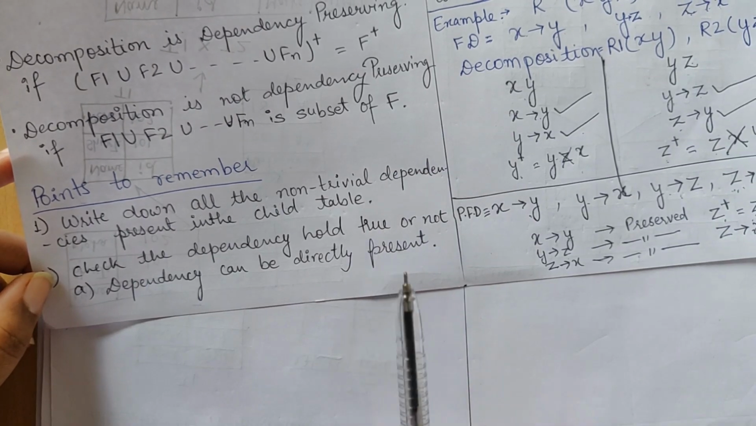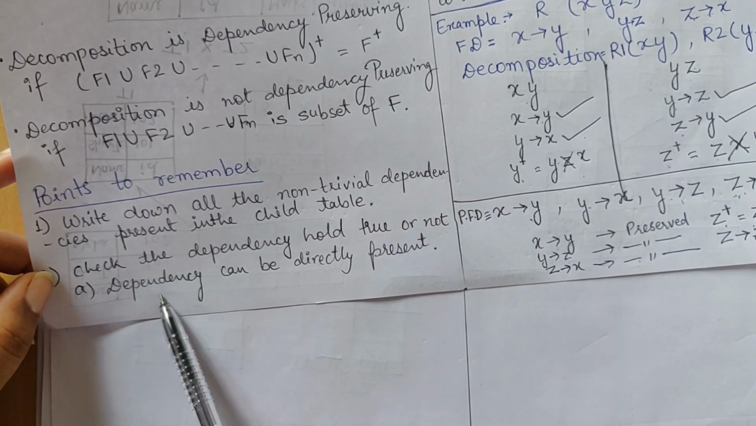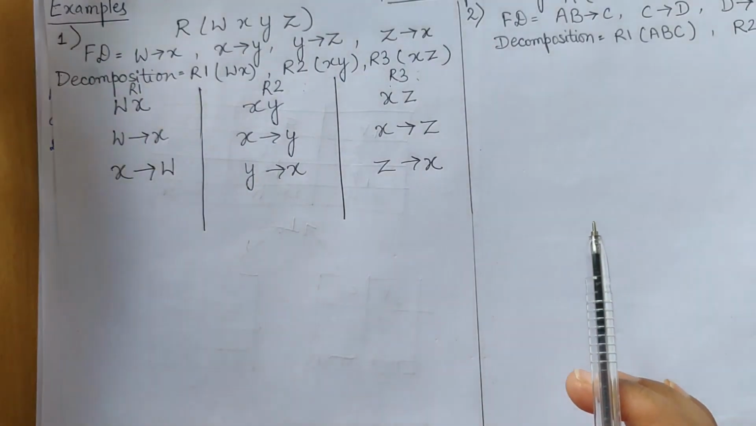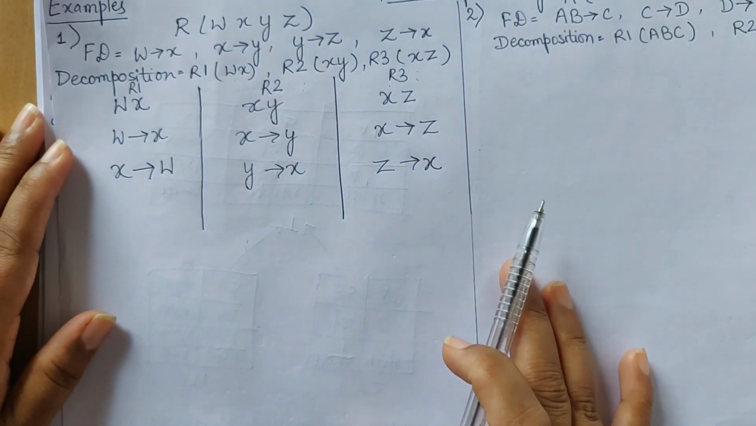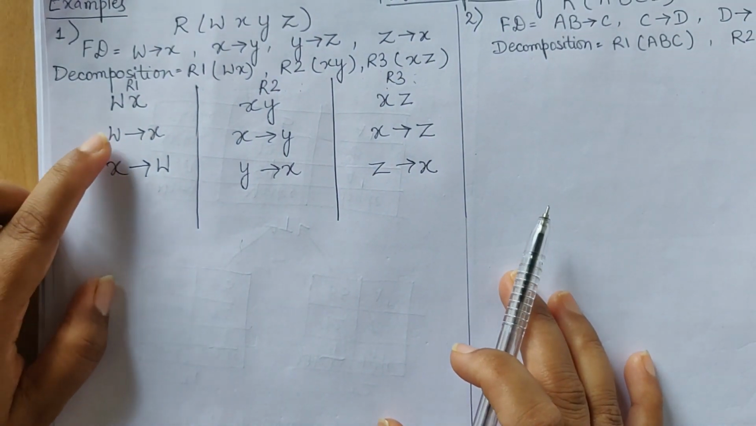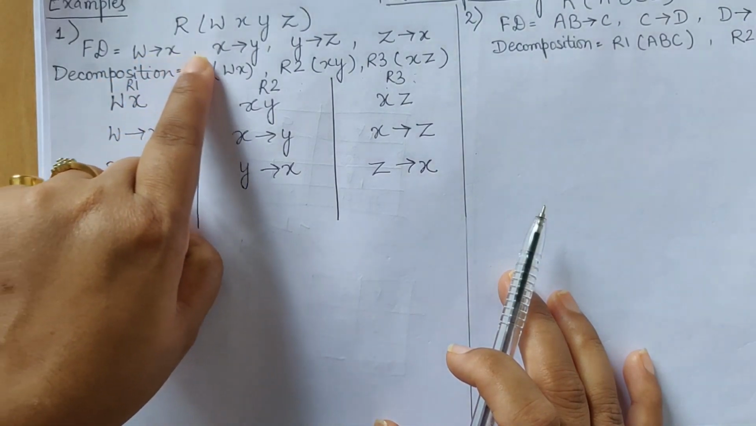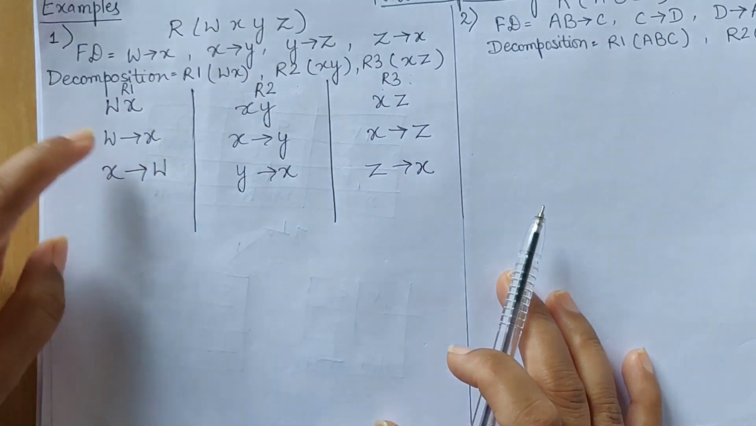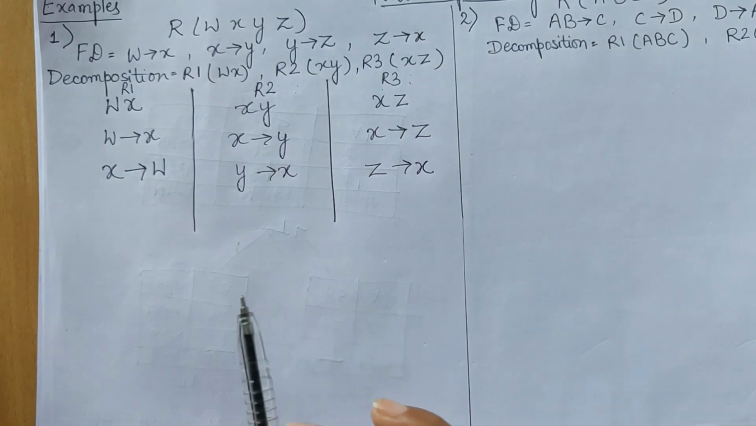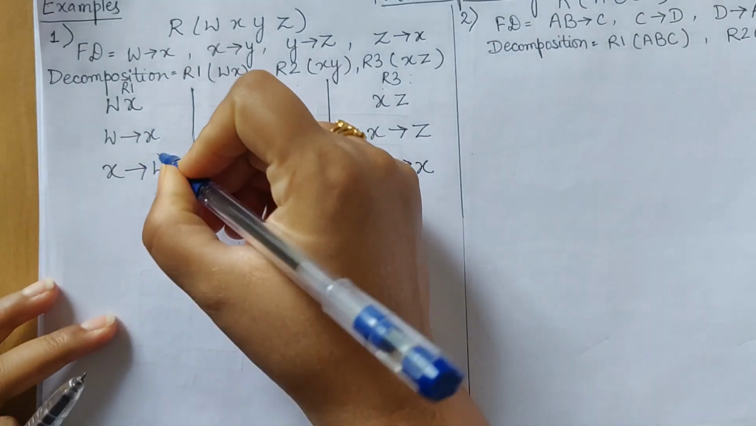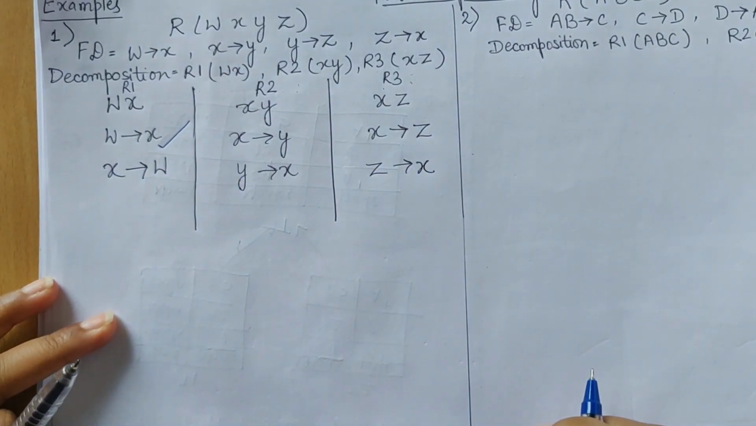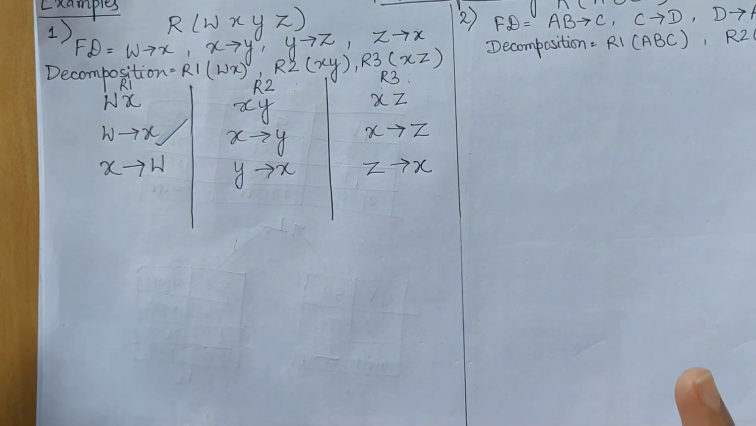Now for this there can be two cases. Dependency can be directly present in the question. So if you can see here, W determines X. In the original functional dependency given to me, W determines X is directly present. So without further checking, I can say that this dependency is true.